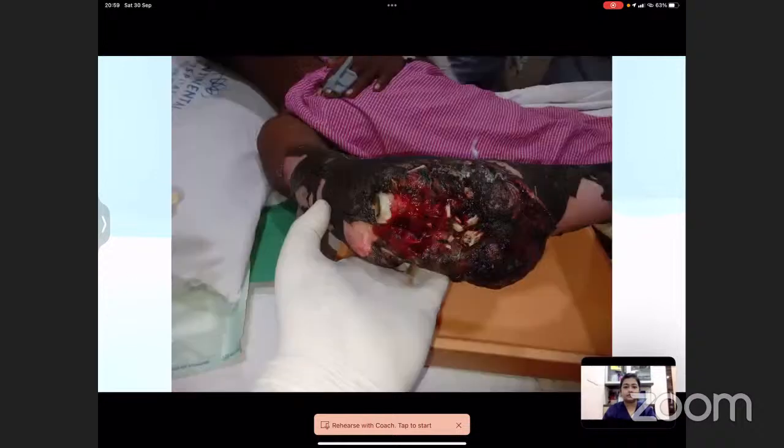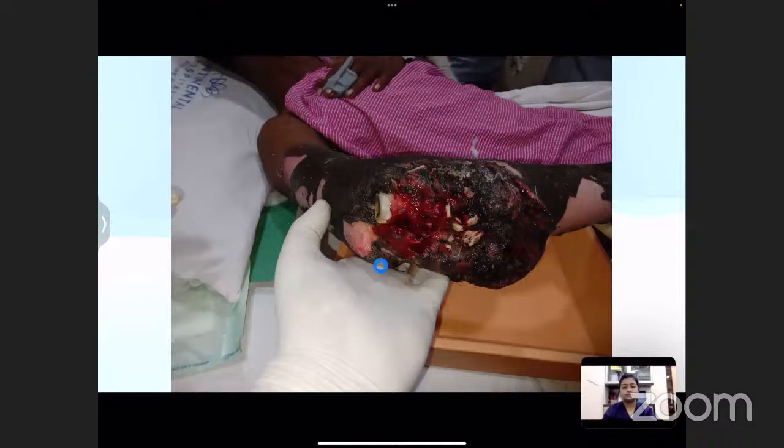So you can see this clearly. You can see the radius is out, and all the ulnar bones, the proximal ulnar bones, are shattered into pieces, and you can see all the muscles are exposed, with soot everywhere, burns, and all the skin peeled off.